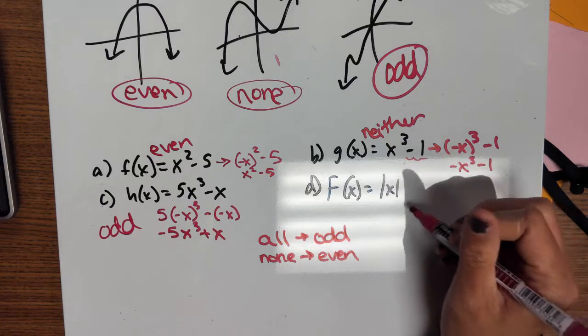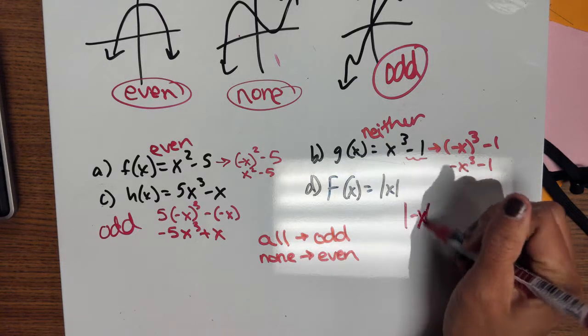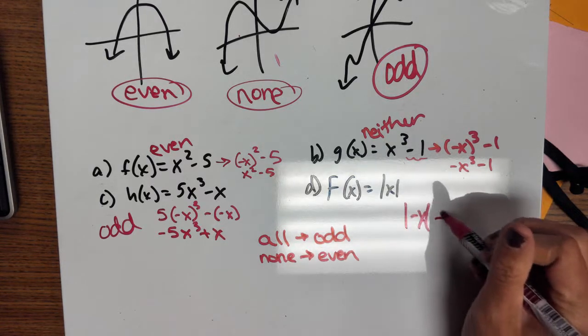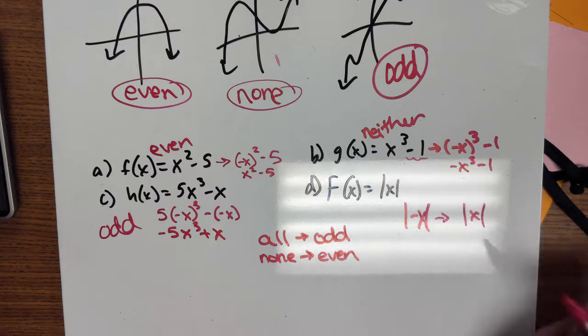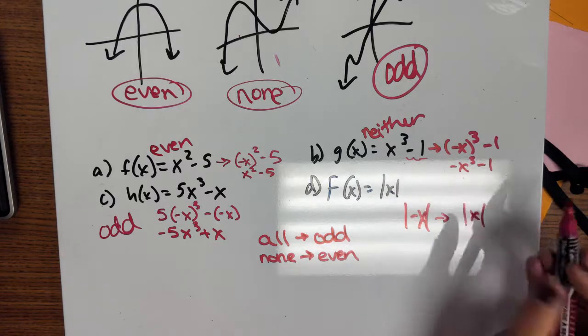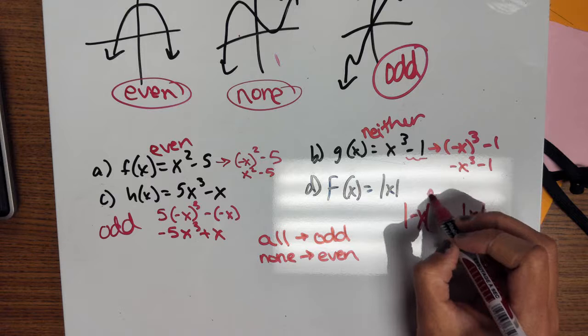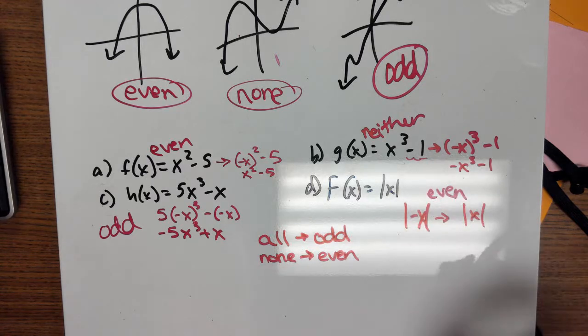And then the last one is a little tricky, absolute value. If I take the absolute value of a negative x, that's just going to give me, oops, that should just be an x. So my signs are not changing, none of them changed. This would be an even function.